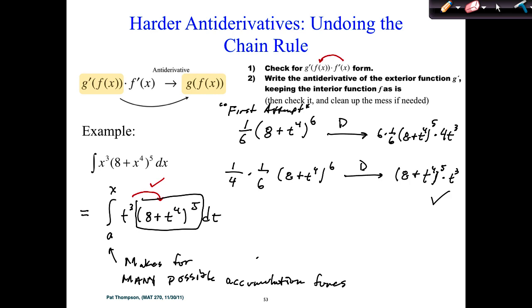So we got our antiderivative on the second try by including the 1/4. Now that we have the antiderivative, we use the fundamental theorem to write out what the closed form accumulation function is. And remember what that was? You take the antiderivative, you plug in the x, you plug in the a, and you subtract. So I'm going to make this 1/24.